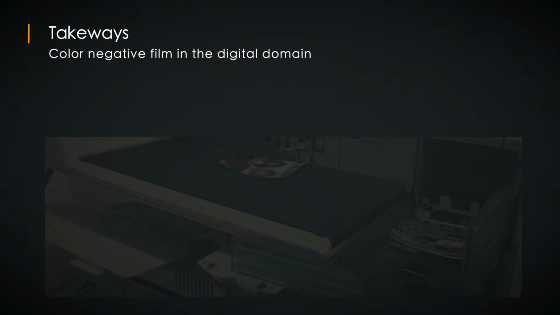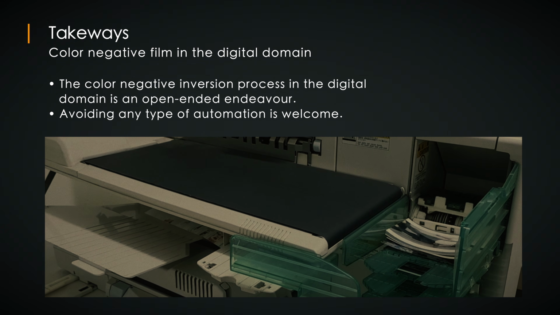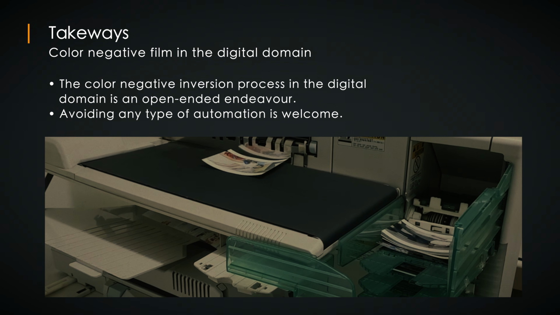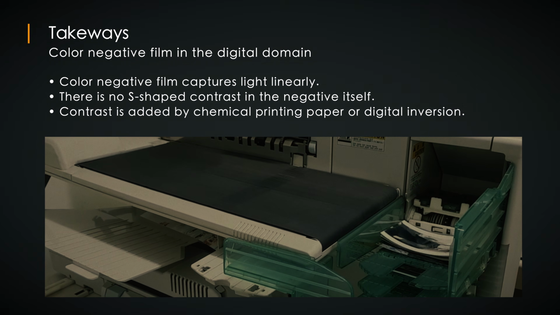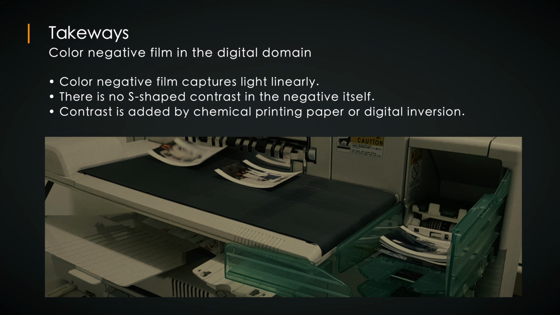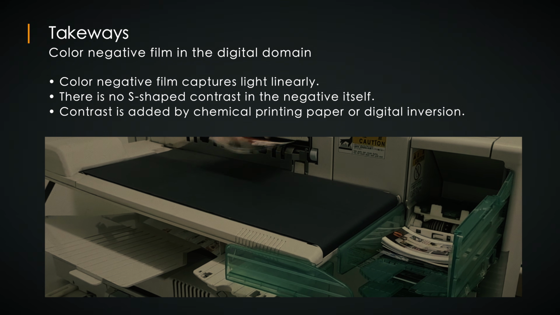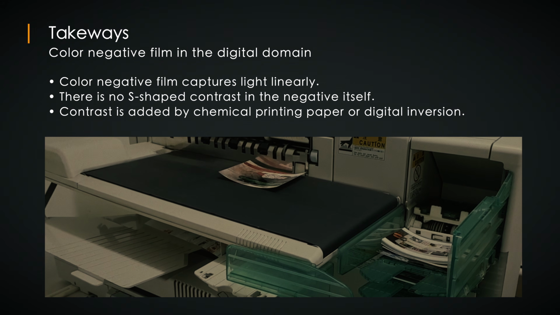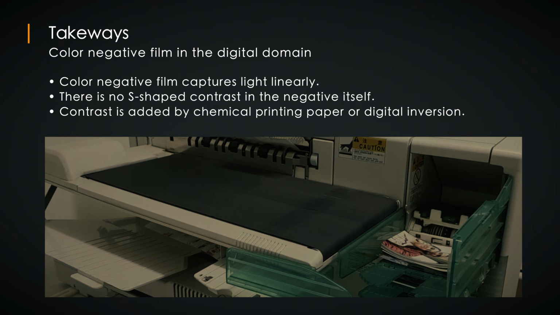Takeaways. The look of a color negative film can be dramatically changed during the inversion process, especially by scanner software automation. Color negative film reacts to light linearly, similar to digital sensors, hence the need for processing the digital RAW files with a linear profile. The famous S-shaped curve of film comes from the conversion to positive, not the negative itself.